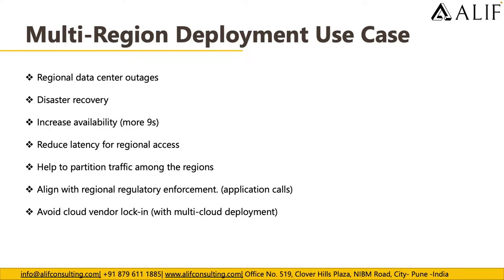One region can run on AWS, another region can run on Azure, and another can run on GCP as well. That's one of the biggest advantages of having a multi-region site. Similarly, if a customer is already running their application on one cloud provider, which might be AWS or GCP, you can come in and pitch to the customer: let's have another region deployed, which will solve problems like disaster recovery and regional data center outage as well.